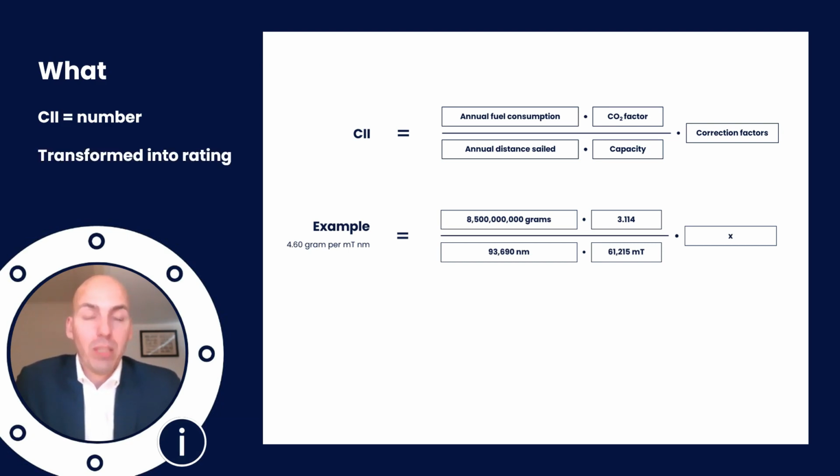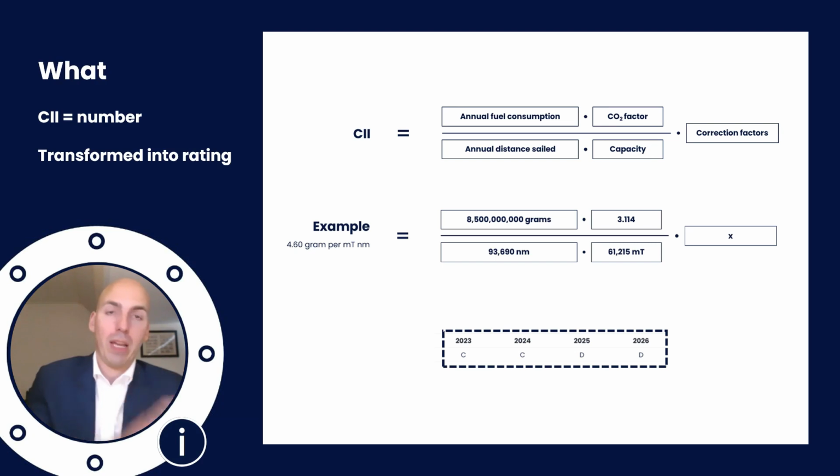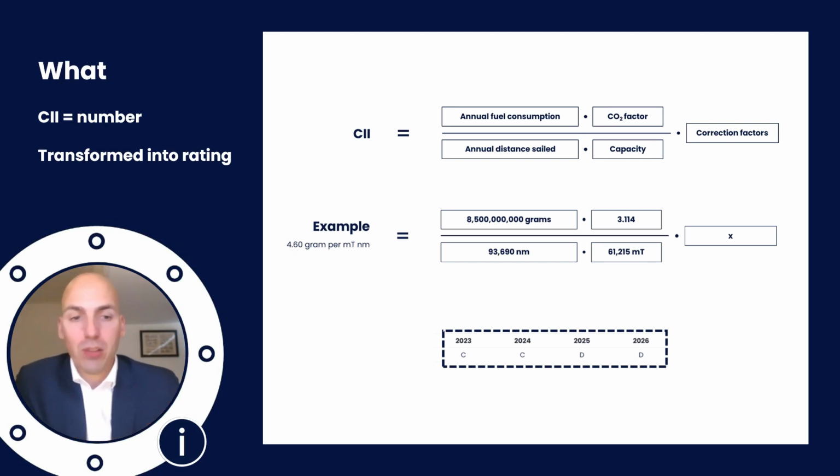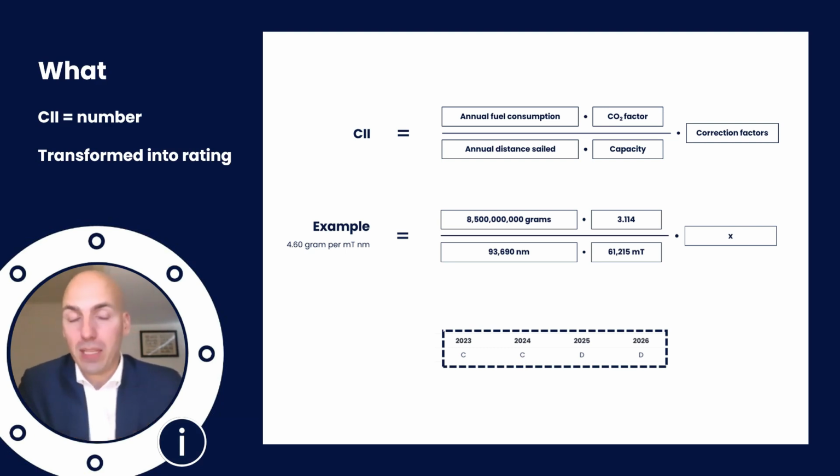And this number is then transformed into a rating. So this number is referenced with a reference value per ship type according to your ship specific information, and the end result is a letter. So we go from a number to a letter each year. More on that in the calculations and the compliance, but basically when we calculate the number every year, we reference it with a certain value and the end result is a letter.